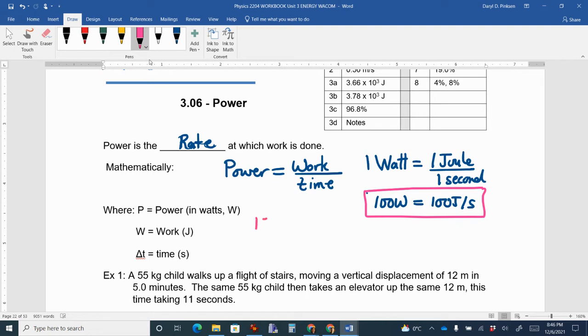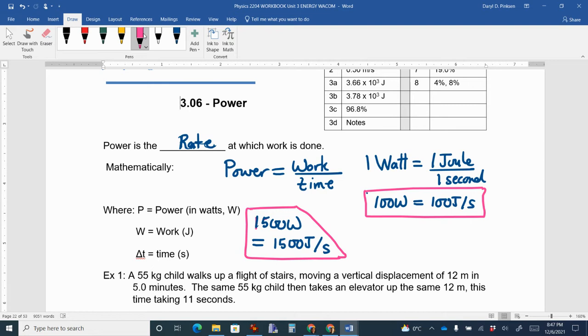A 1500 watt toaster is converting 1500 joules of energy per second into, well, mostly heat if you're dealing with a toaster, or it could be heat and kinetic energy if you're dealing with a hairdryer. But that's what a watt is. A watt is joules per second. So here your work is in joules, your power is in watts.